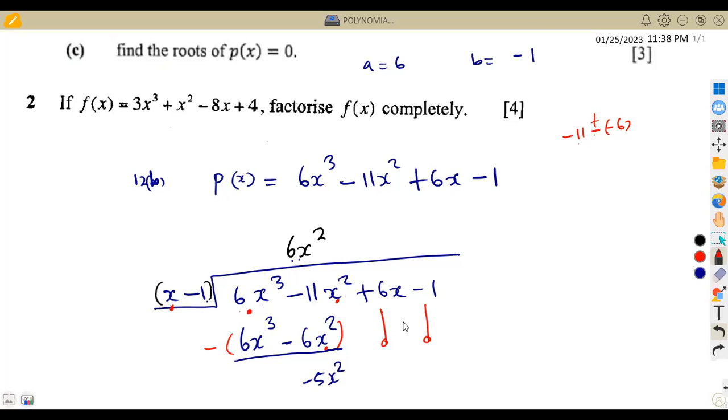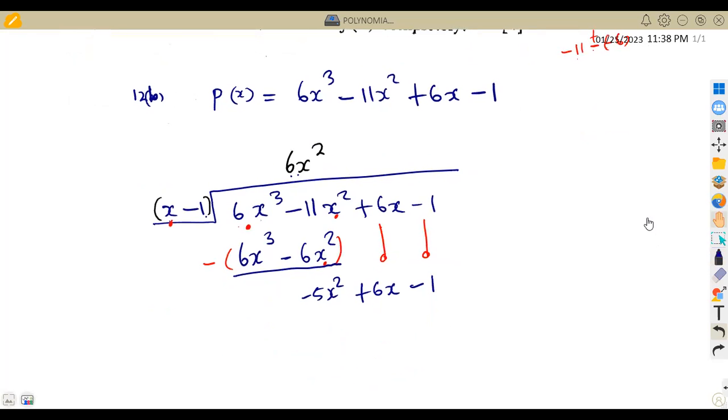You are done. This part of subtract, you are done. So the remaining numbers, drop them down. So we're going to drop 6x, we drop -1. Then from there, we continue again. We have dropped the numbers, you divide again. So first term versus first term, always first term versus first term.